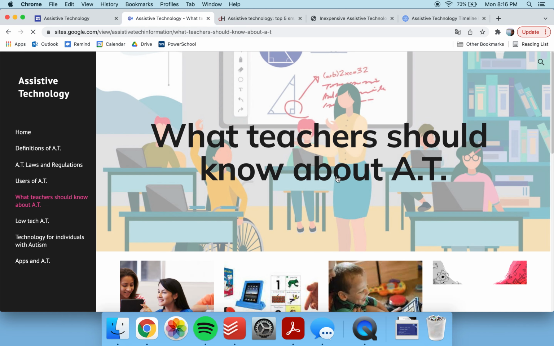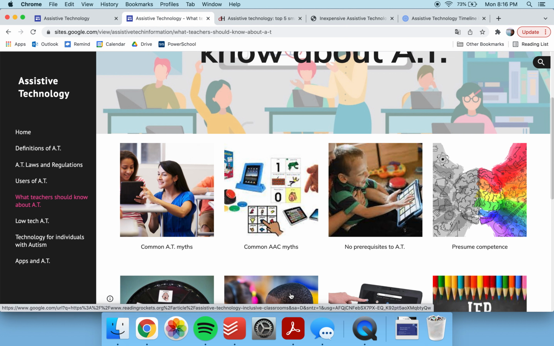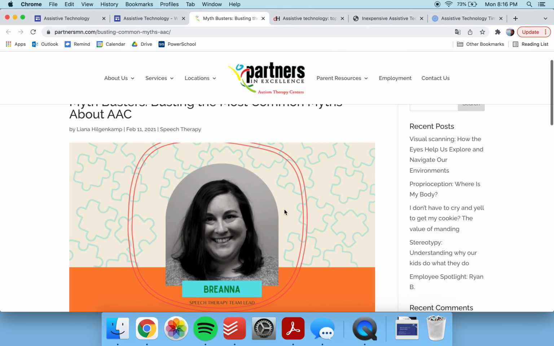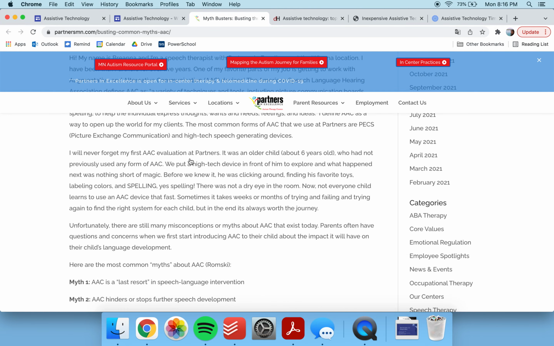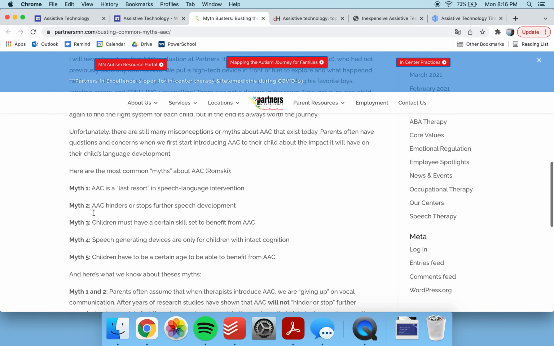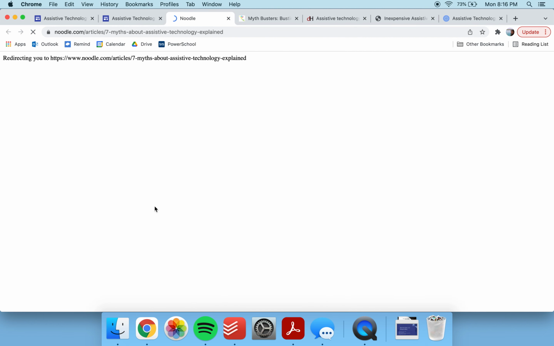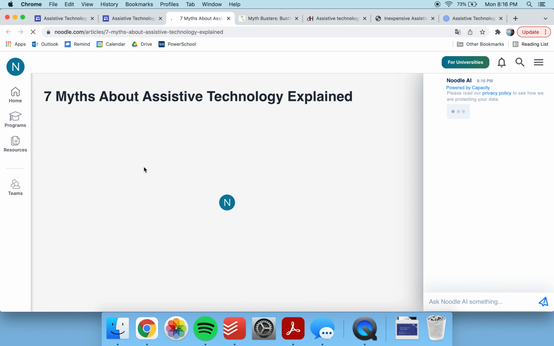Next, I described what teachers should know. I started with just some common myths of assistive technology and common myths of AAC. I feel like oftentimes these preconceived notions get in the way of educators being willing to get more involved with assistive tech and AAC, so I wanted that to be kind of a starting off point. And found some really great resources.